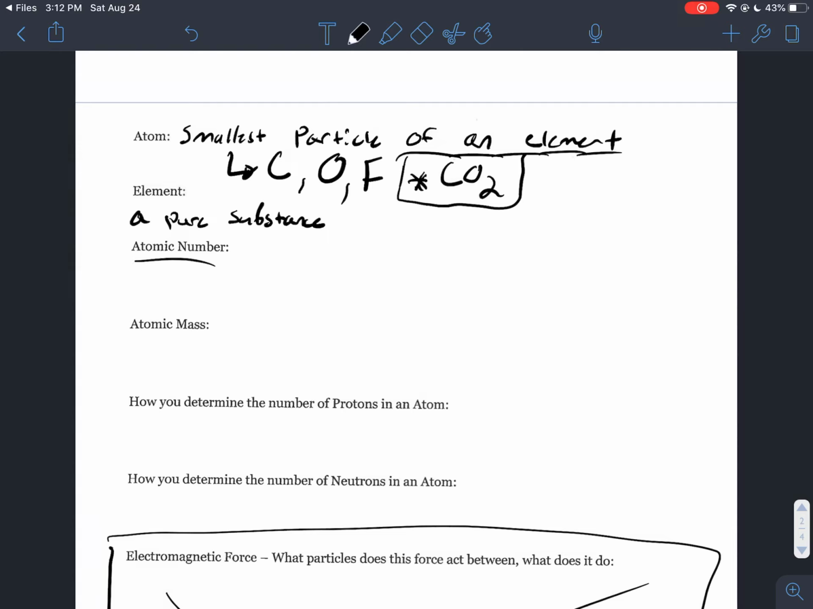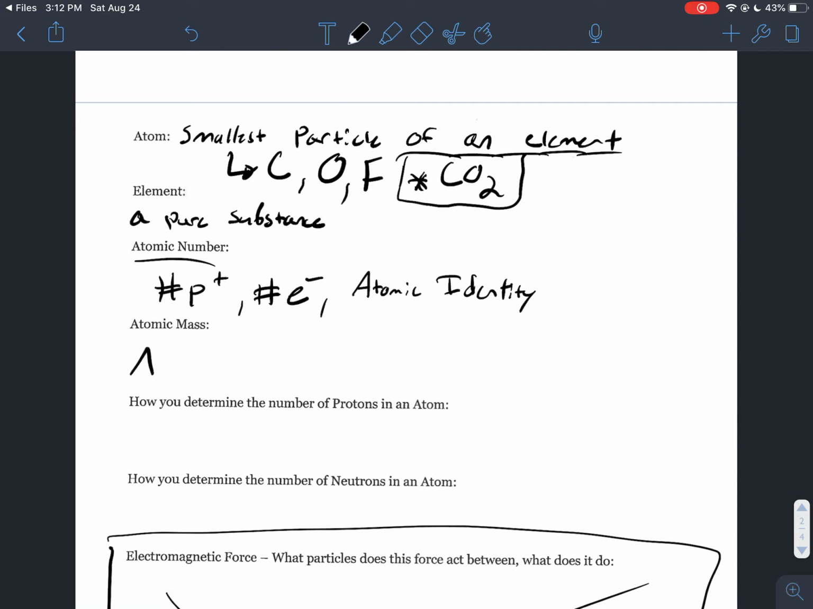The atomic number. This tells us number of protons, number of electrons, and it tells us atomic identity. So the number of protons makes a certain element what it is. That determines atomic identity. It's like your name kind of determines your identity, who you are. The number of protons determines the atom's identity. All right. It's also equal to the number of protons and electrons.